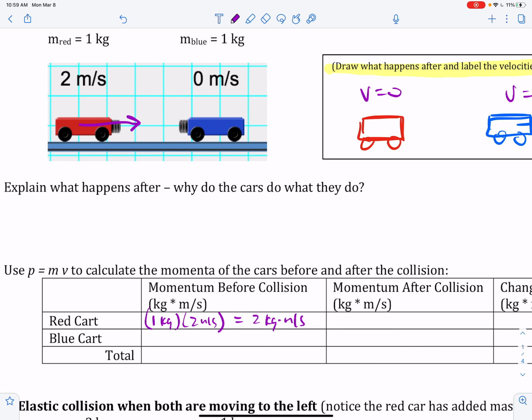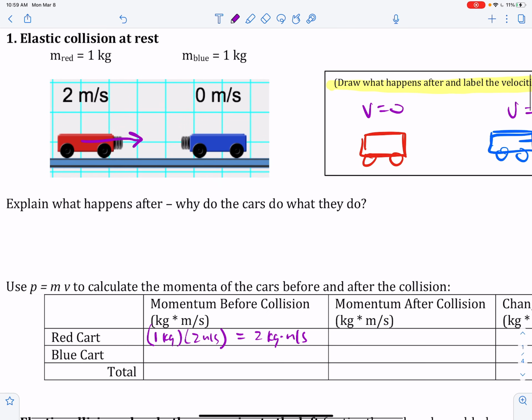Okay. What about the momentum of the blue car before they collide? Well, for the blue car, its information is up here, right? Mass of 1 kilogram moving at 0 meters per second. So 1 kilogram at 0 meters per second means it's got no momentum. And so the total between them is just 2 plus 0, which is 2.